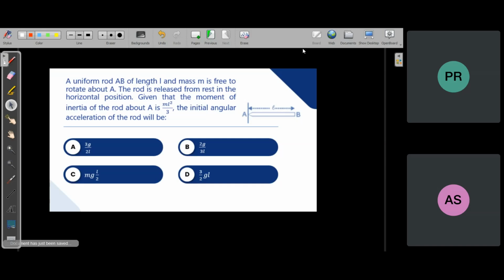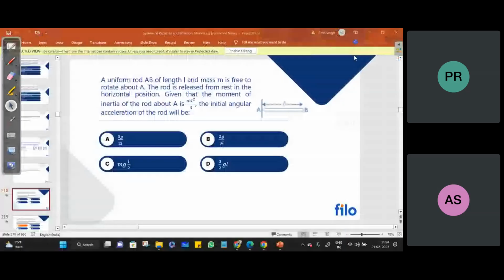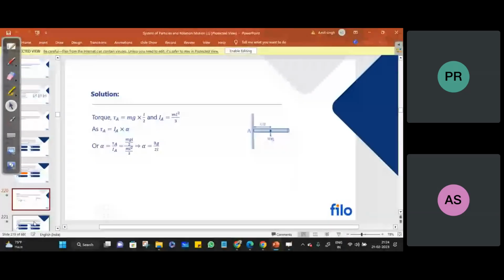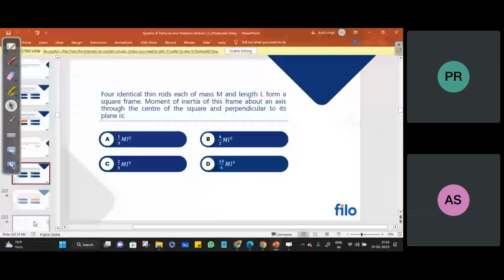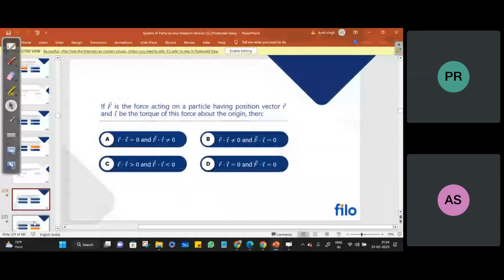Sir, torque about A will be mg L by 2 now, sir. Yes, correct. Then the torque is I alpha now, sir. From comparing, we get alpha equals 3g by 2L. Yeah, 3g by 2L is the correct answer. So simple. Try this question.